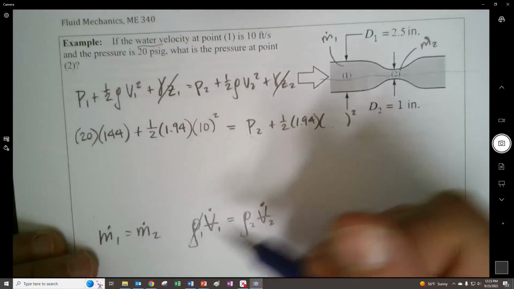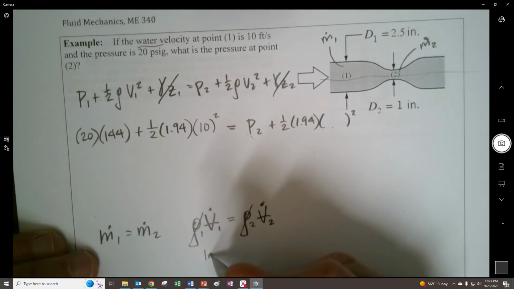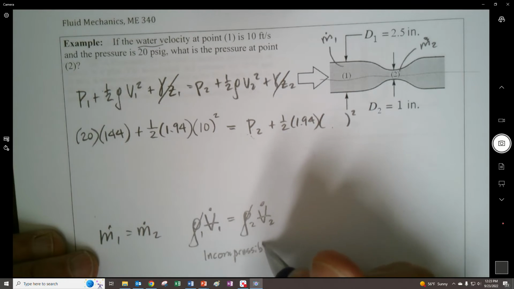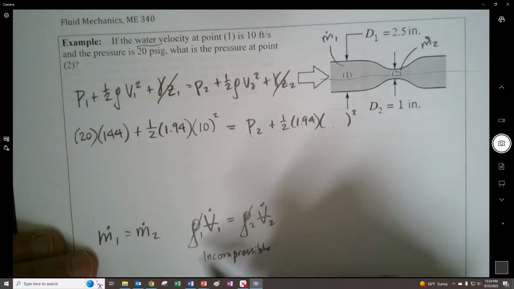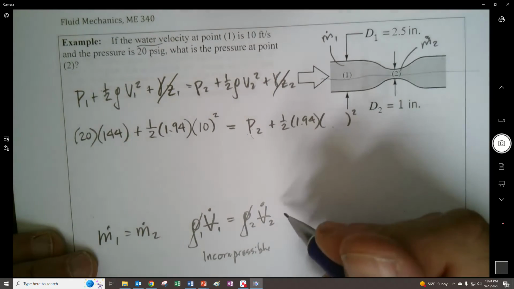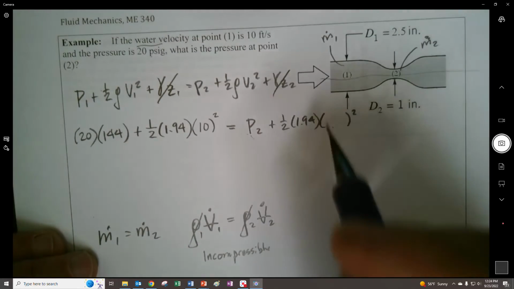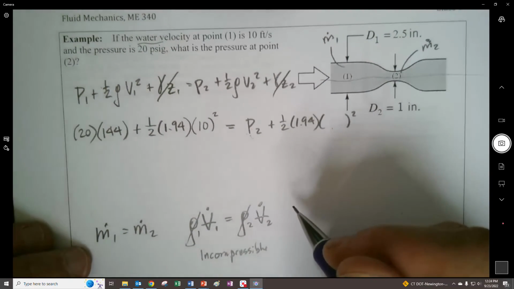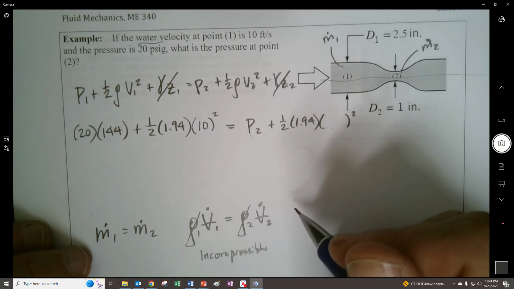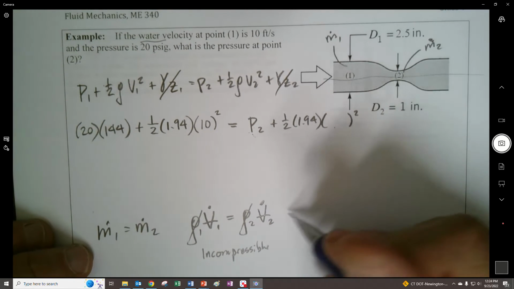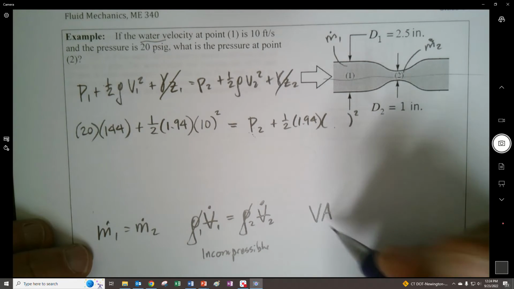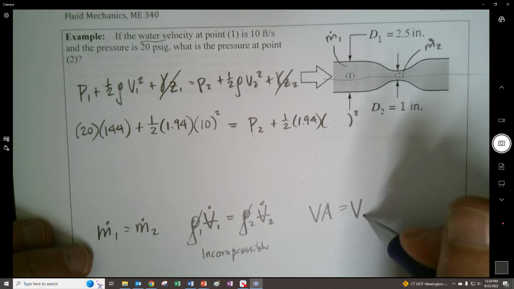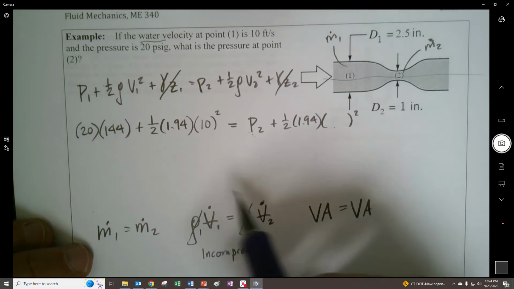But here we can say, these have to be equal to each other if incompressible, which is good news because that's also one of the conditions that we have to have for Bernoulli to work out. And water is very incompressible. It could be compressed ever so slightly, but it takes a whole lot. So just treat it as incompressible. We can also say the volumetric flow rate can be broken down to velocity times area. So the velocity times the area equals the flow rate.